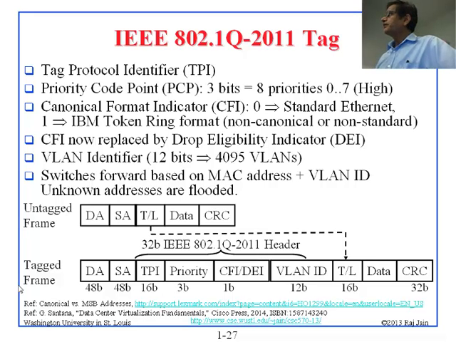Right? We are left with the next 16 bits. 3 bits are for priority. 1 bit is for CFI and DEI, and 12 bits are for VLAN ID, what VLAN number you are in. Okay? Now, what is CFI?